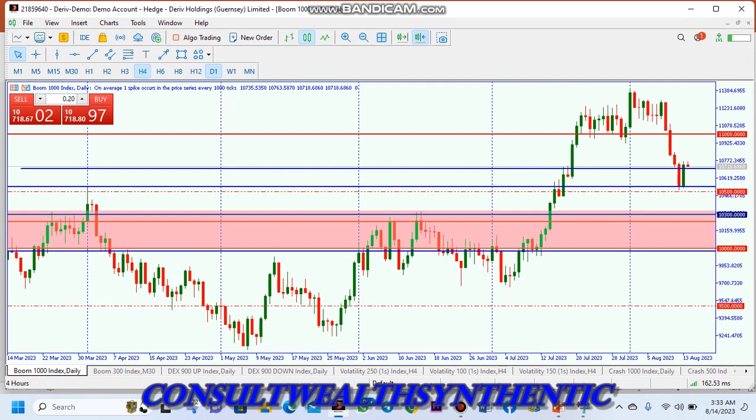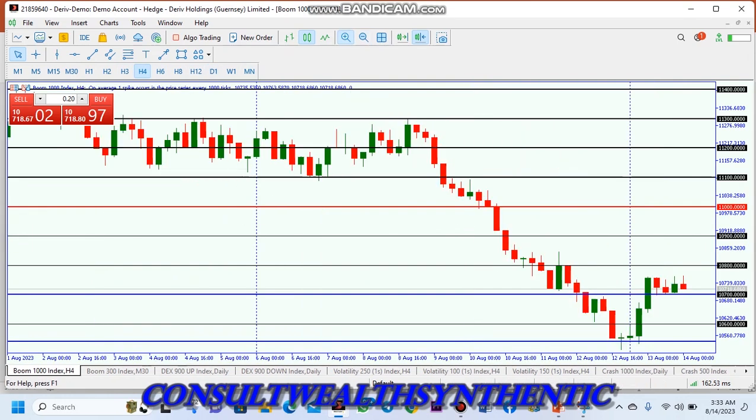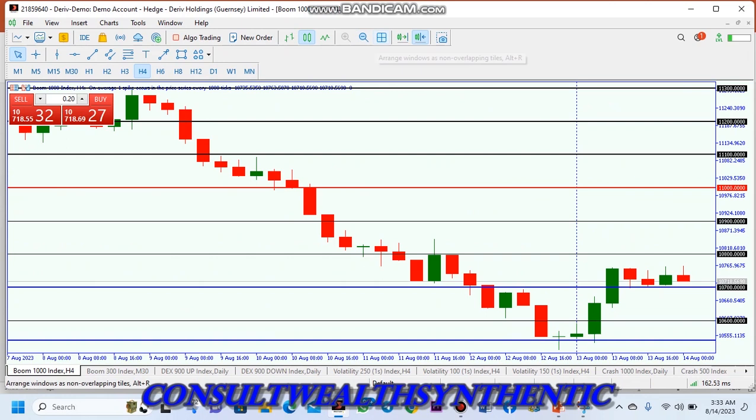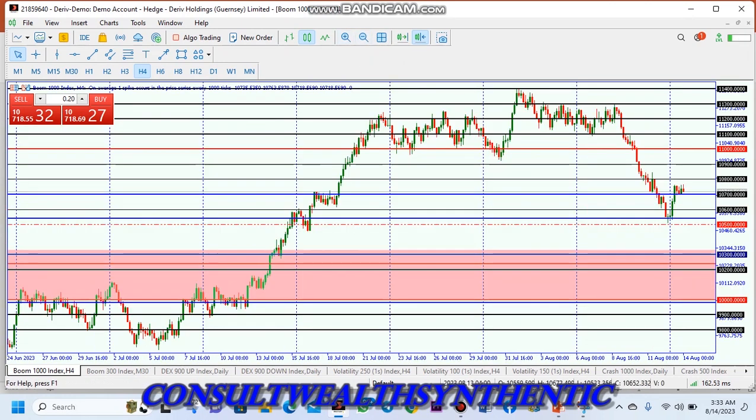So let's come to our 4 hours. To take a sell on this time frame, we want to see a bearish engulfing candle form. Once this red candle fully forms and engulfs that bullish candle, we want to measure from this area down to this area. So this will be our next TP here.